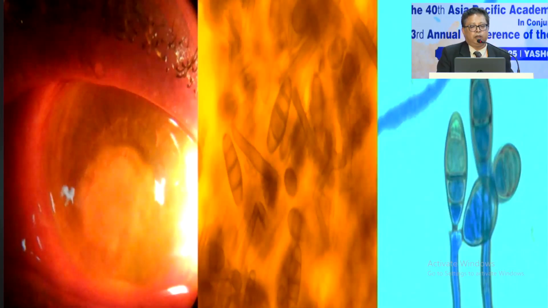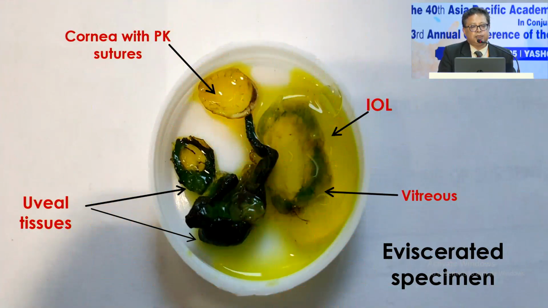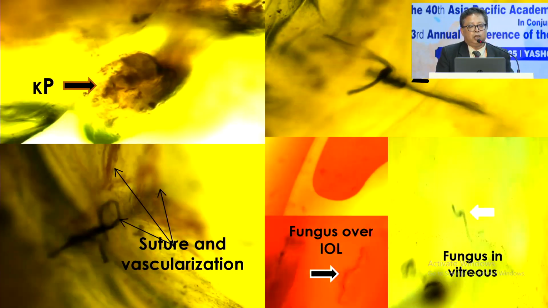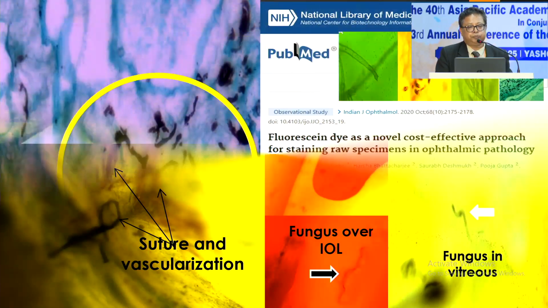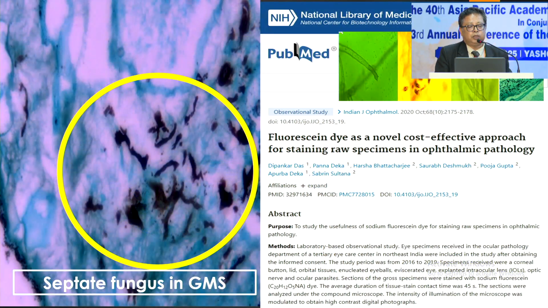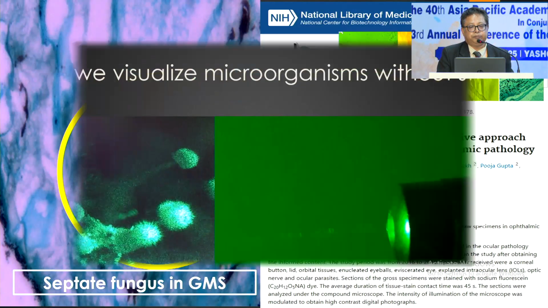showed a conidia fungus. The third scenario is an eviscerated specimen showing uveal tissue, cornea with PK suture, IOL and vitreous. And when we did a fluorescein stain, we saw fungus on the IOL and the fungus in the vitreous. In 2020, we published fluorescein dye as a novel cost-effective approach for staining raw specimens in ophthalmic pathology. And these were compared with the conventional Grocott-Gomori methenamine silver staining.